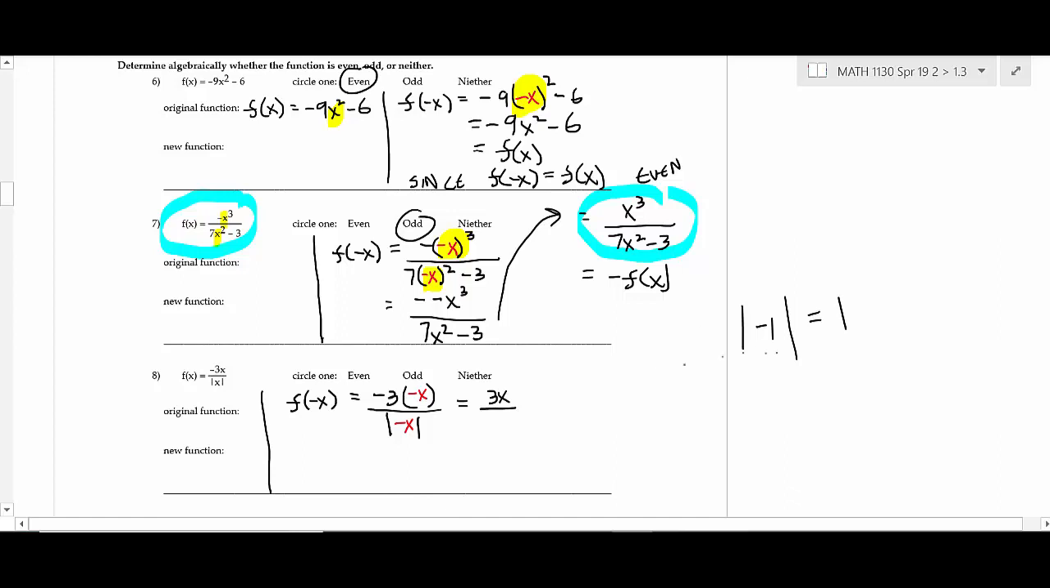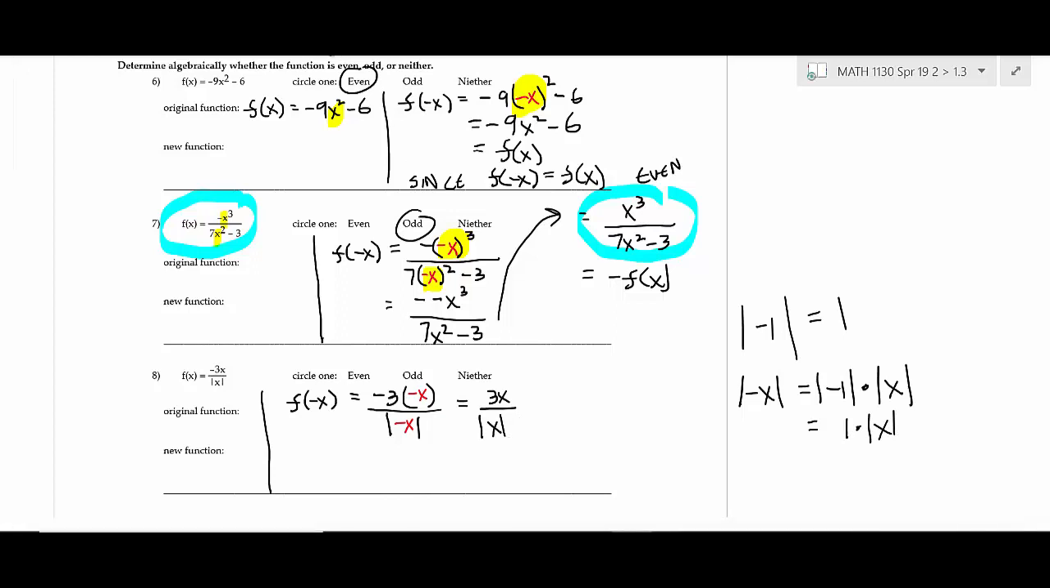So what this really becomes, and you don't have to write this step, but the absolute value of negative x technically means the same thing as the absolute value of negative 1 times the absolute value of x. That's technically how you figure out that it becomes 1, so you just get the absolute value of x. But you need to take it back to that point, okay? So it gives that. Then again, you look at what you ended up with and compare it to what you began with. So what are these?